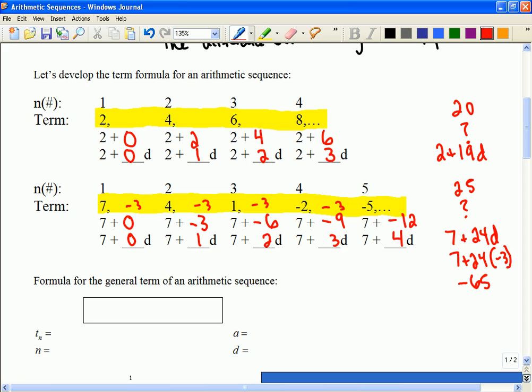So from those patterns, here's how we build up the formula. Term n is equal to the first term plus n minus 1 times the common difference. So I'm going to tell you what all those letters mean. This is the nth term. Like you'd write it like this, term 6.